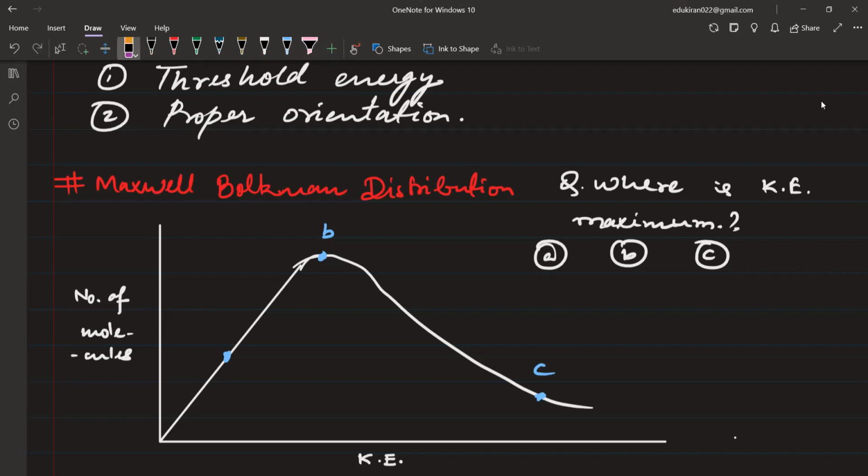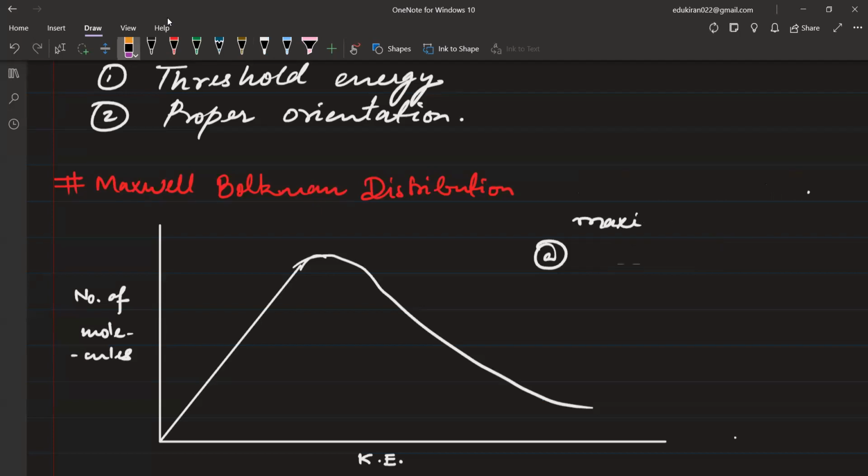Now, what is this distribution? The distribution is about the kinetic energy present when you have many millions of reactant molecules. Very few reactant molecules will have zero kinetic energy, and as we move up and the kinetic energy increases, more molecules have that kinetic energy, and then this is the point where most of the molecules have this kinetic energy.